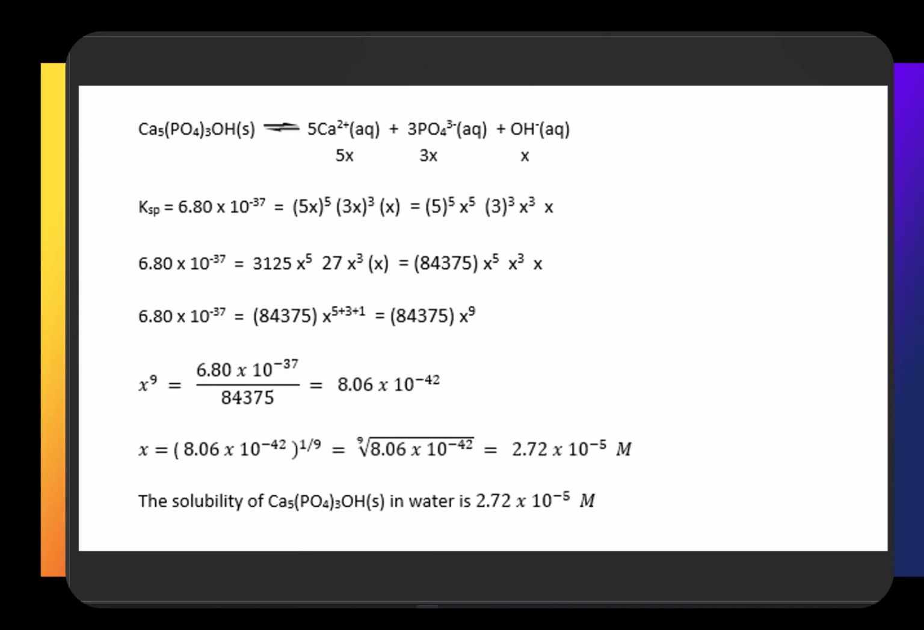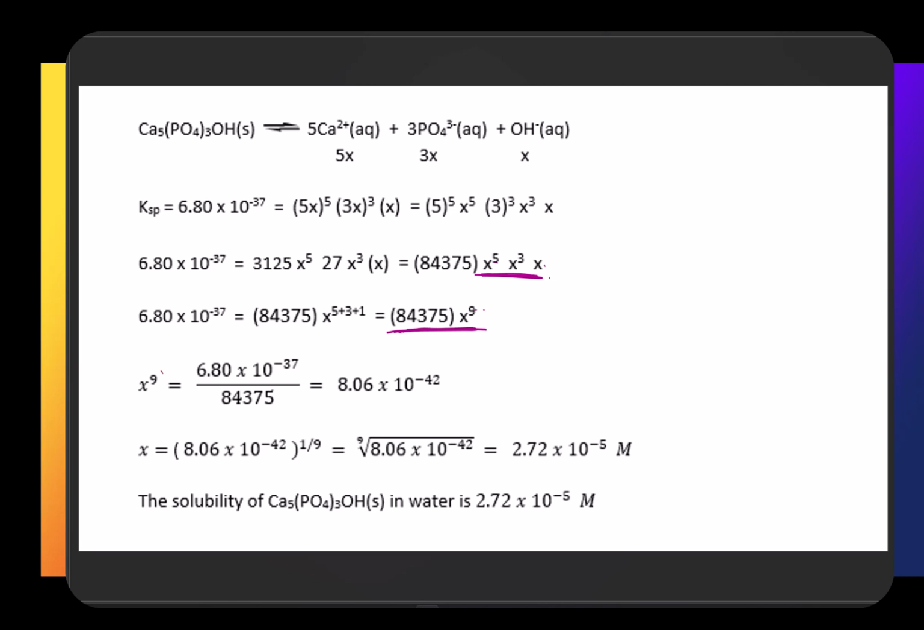Here it is over here. I've separated the X's from the coefficients, and I'm going to end up with this here. When you multiply numbers that have the same base, you can add the exponents, so we get X to the 9th. When we multiply out all the numbers, we get this coefficient, 84,375.